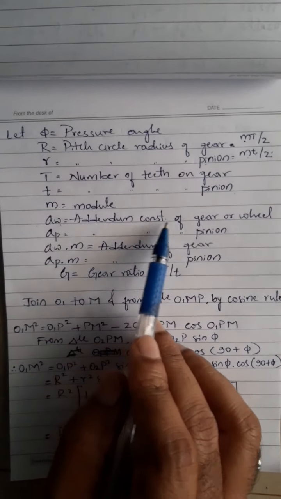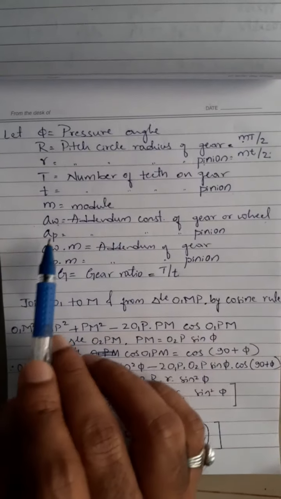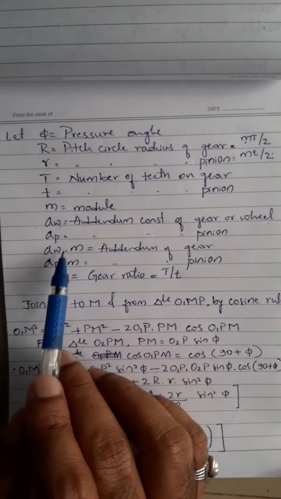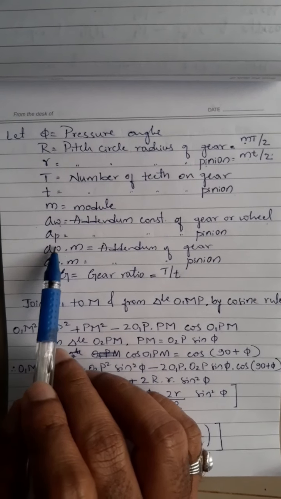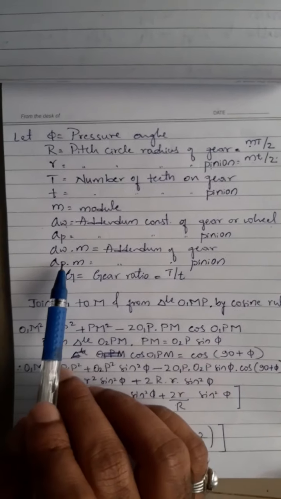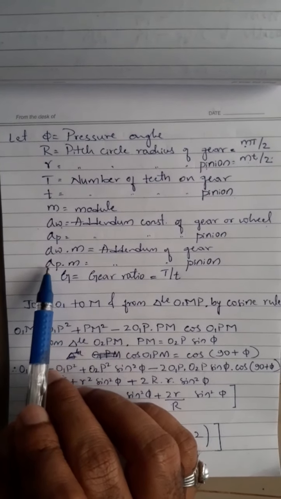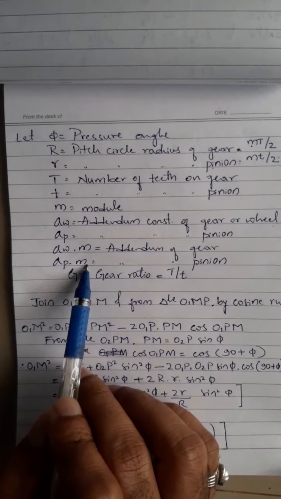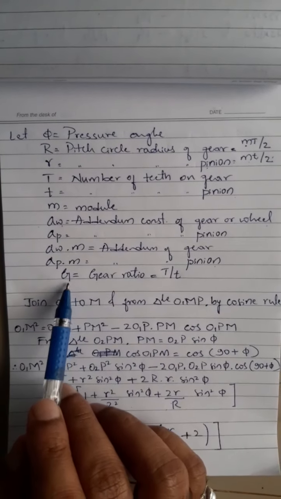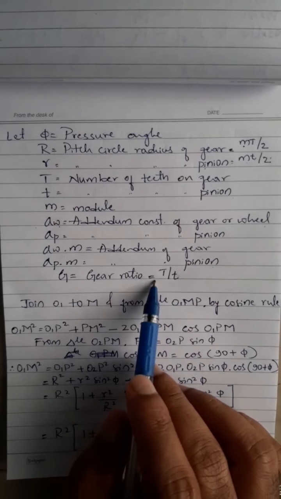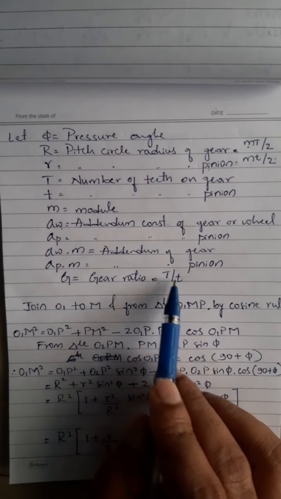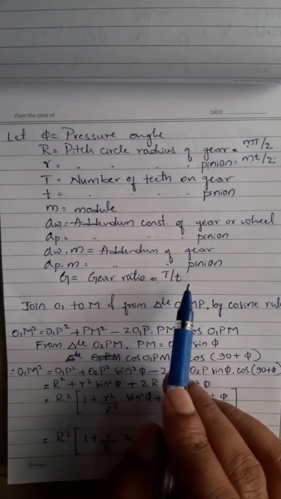AW is the addendum constant for the gear or wheel. AP is the addendum constant for the pinion. So when you multiply this addendum constant with the module, we'll get the addendum of the gear, and when we multiply the addendum constant of the pinion with the module, we'll get the addendum of the pinion, and we have the gear ratio as the number of teeth on the gear to the number of teeth on the pinion.